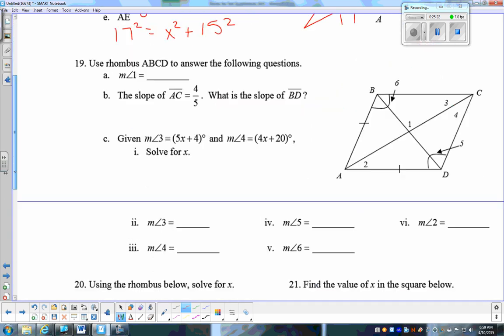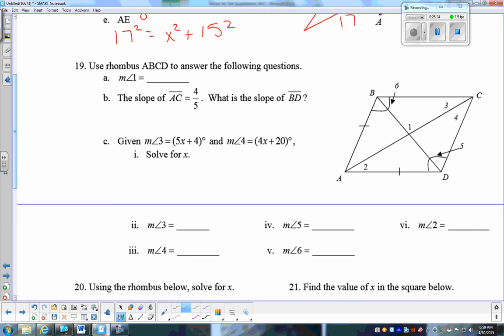Number 19. Use rhombus ABCD to answer the following questions. Angle 1 is right here where our diagonals intersect each other. Since it's a rhombus, we know that our diagonals are perpendicular, so angle 1 is 90 degrees. The slope of AC is 4/5. What's the slope of BD? Since AC and BD are perpendicular, BD has to have an opposite reciprocal slope, so the slope of BD is -5/4.